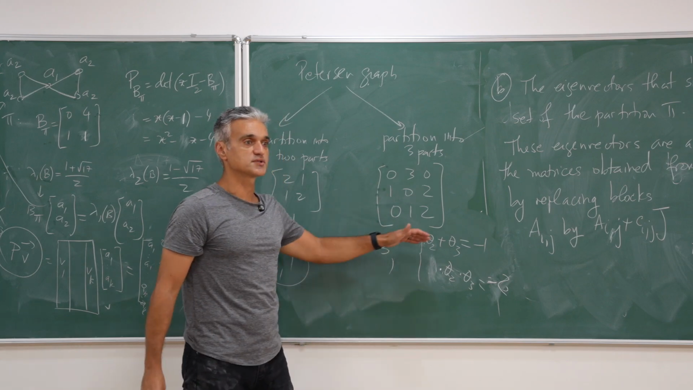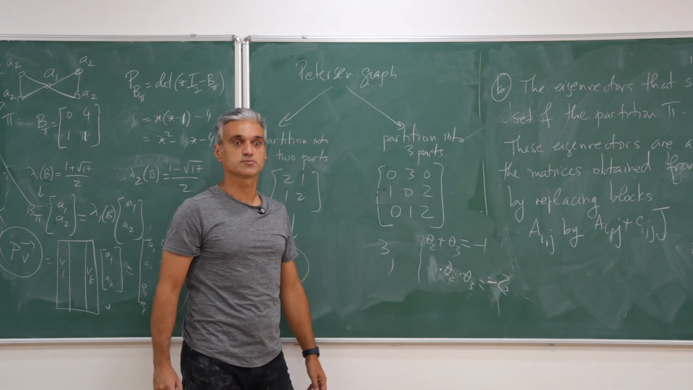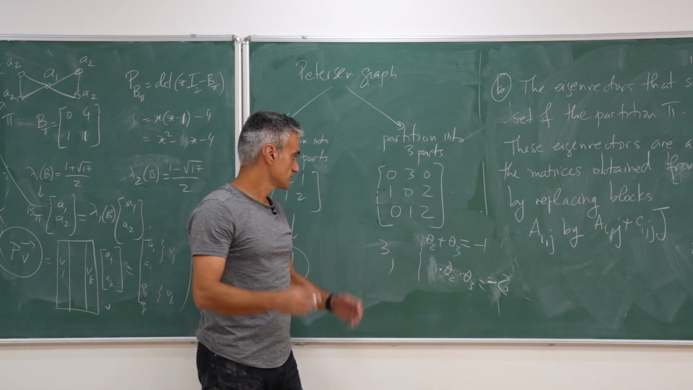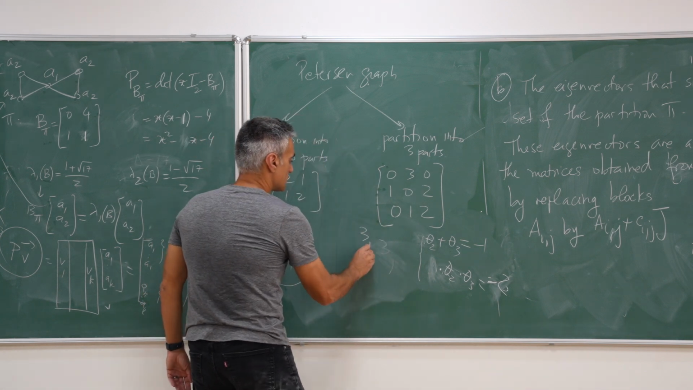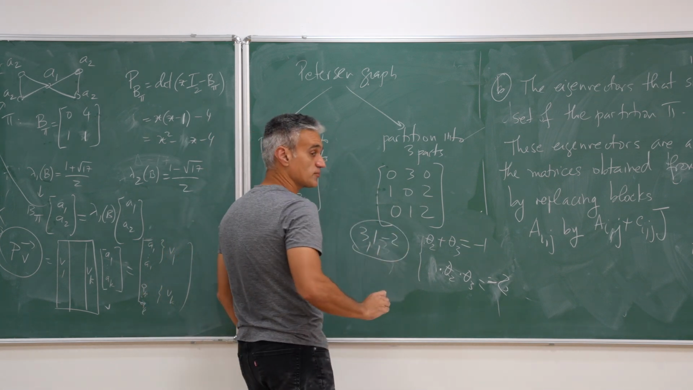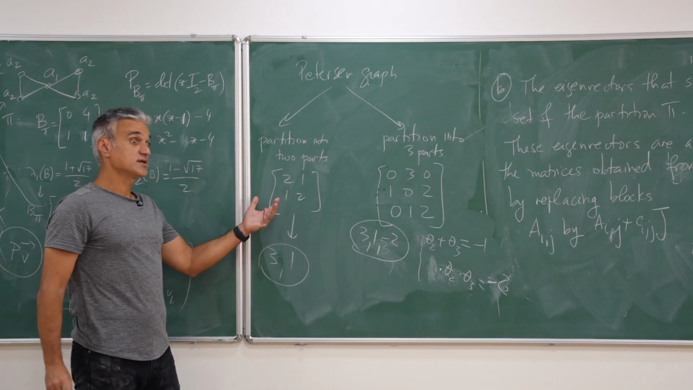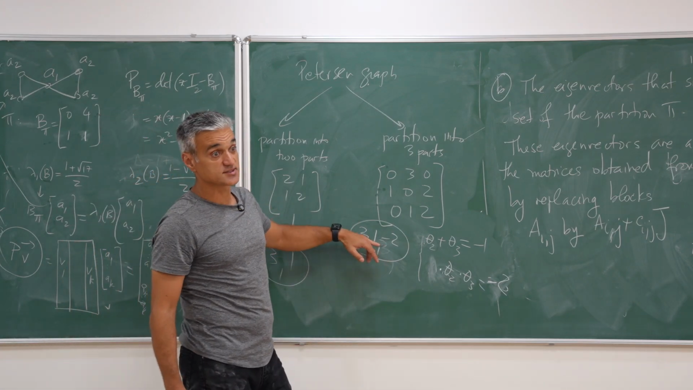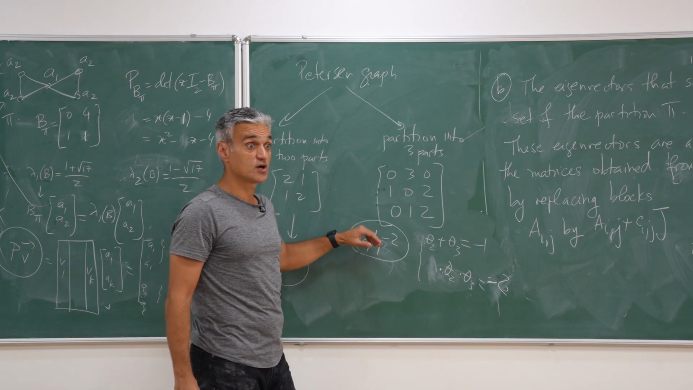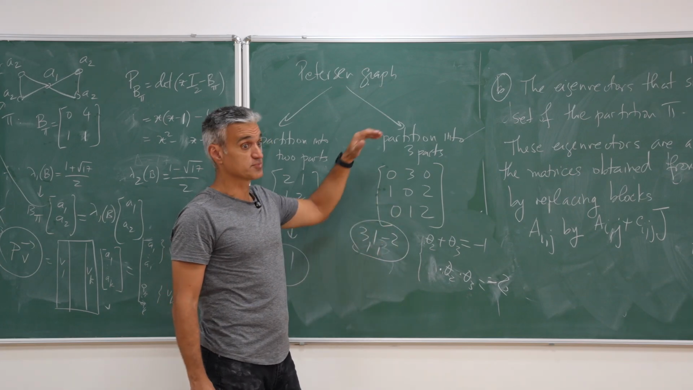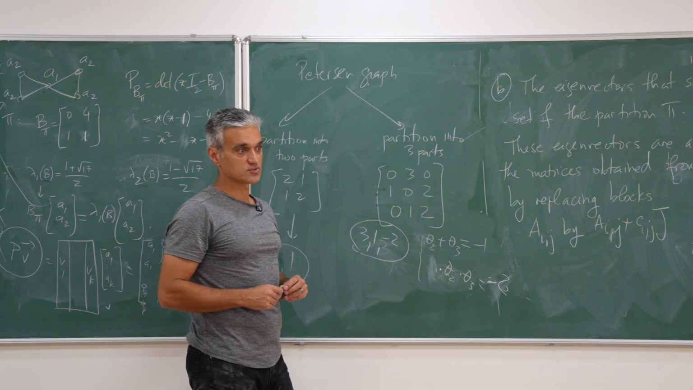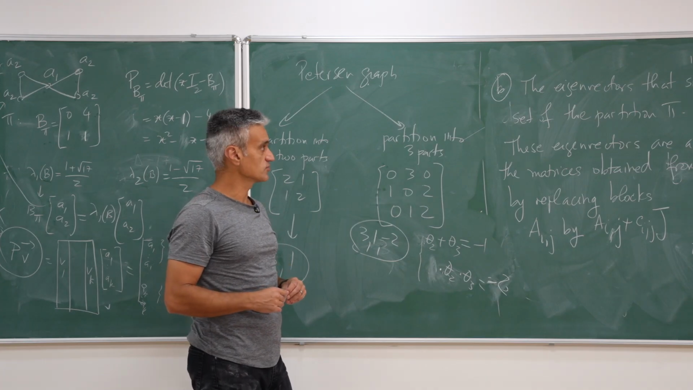Can you think of two numbers that sum to minus 1 and multiply to minus 2? There you go. 3, 1, minus 2. So with 2 parts, you didn't catch everything. Here you catch 3, 1, minus 2. And it turns out that 3, 1, minus 2 are all the distinct eigenvalues of the Petersen graph. They have multiplicities, but we can do that later. Okay, I'll show you later.